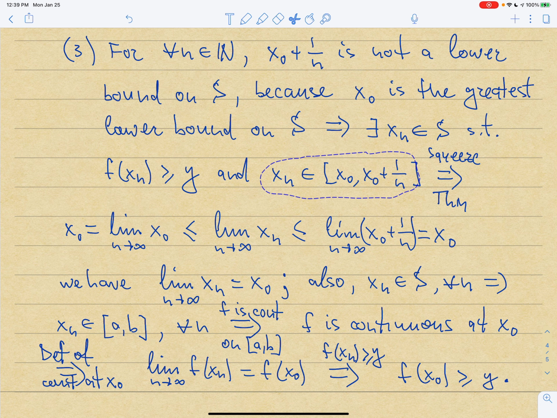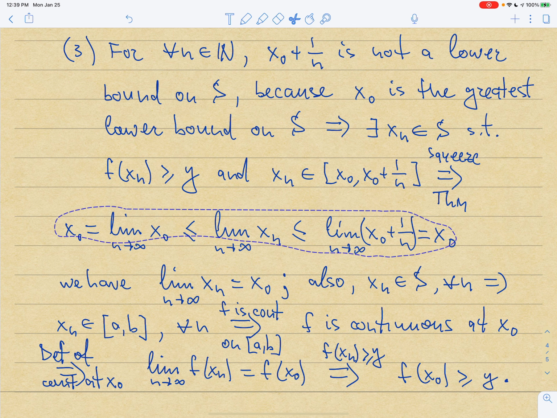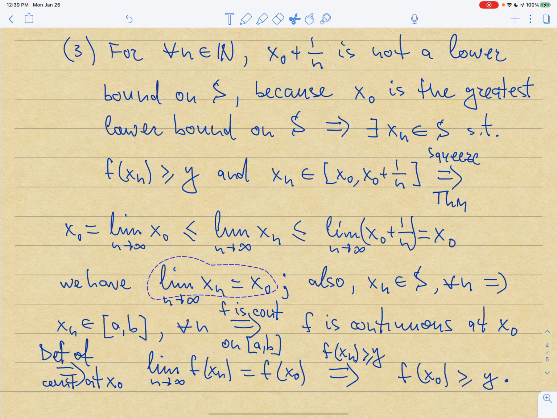And because xn belongs to S, then we have that f of xn is greater or equal than y, because that was the definition of the set S. All right, so then we observe that because xn is sandwiched between x0 and x0 plus 1 over n, by using the squeeze theorem, we get that the limit of xn must be x0. And then f is continuous on [a, b] at every point of [a, b], so therefore it must be continuous at x0.